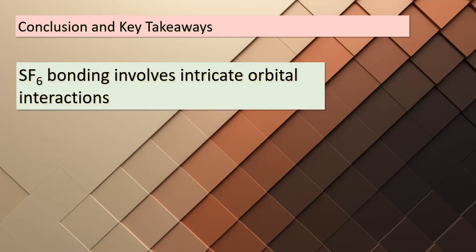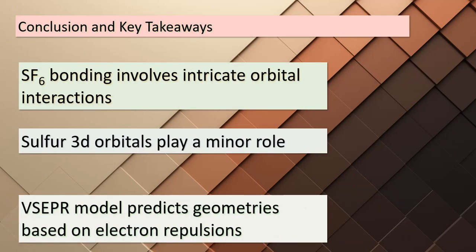As we wrap up our exploration, students, remember this. The bonding in SF6 is a dance of intricate orbital interactions. The sulfur 3d orbitals might not be the stars of the show, but they play a supporting role. And when it comes to understanding how these molecules arrange themselves in space, the VSEPR model is our trusty guide. It helps us predict geometries by considering the repulsions between electron pairs. So, next time you encounter a molecule like SF6, you'll know that there's more than meets the eye, and the VSEPR model is here to shed light on its secrets.